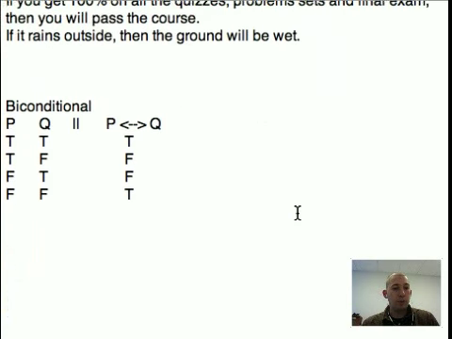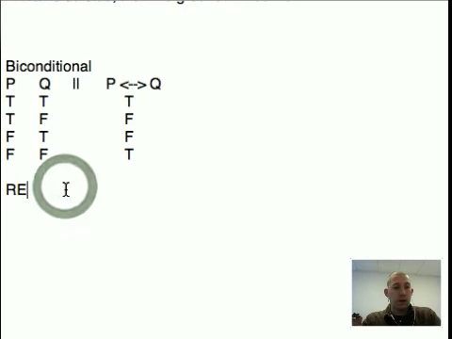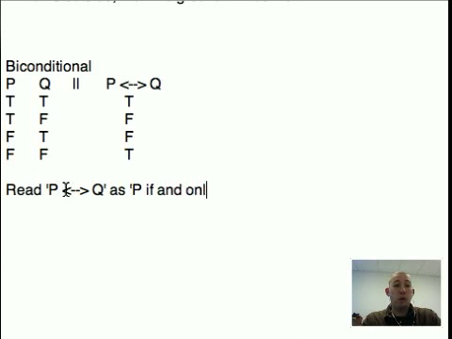Okay, and lastly we have the biconditional. And you can read the biconditional in English in the following way. So we have P double arrow Q, and you can read this as P if and only if Q. So hopefully you'll remember that I gave an abbreviation in class once, or maybe even in a lecture, where I said that I sometimes will write IFF to mean if and only if.